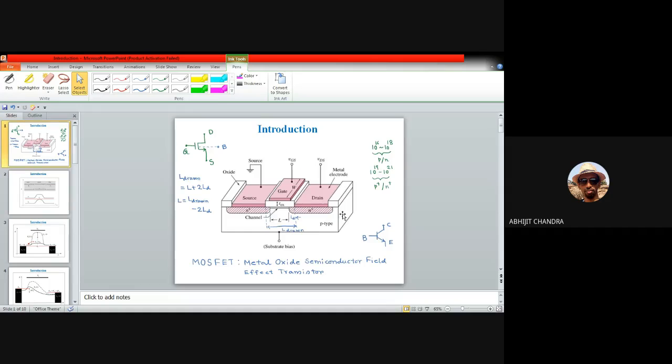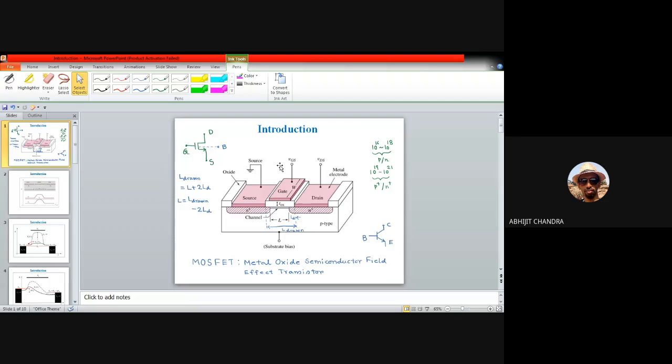In fact, if I go back in this particular diagram, initially the channel will not exist. Initially, whenever there is no potential applied, let us assume that the source is grounded. Now let us assume that the drain potential, VDS, is equal to zero. Although the potential has been marked as VDS, let us assume that initially we start with VDS equal to zero, and that initially VGS is equal to zero.